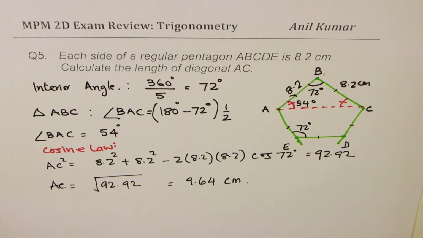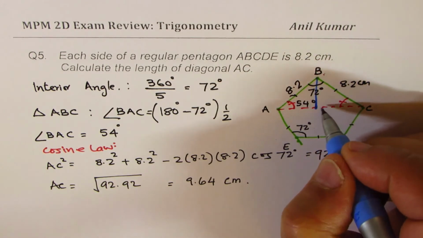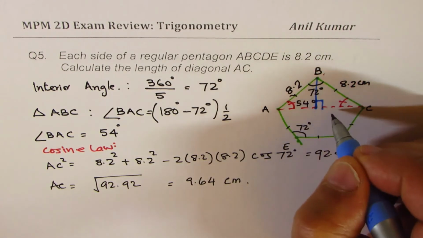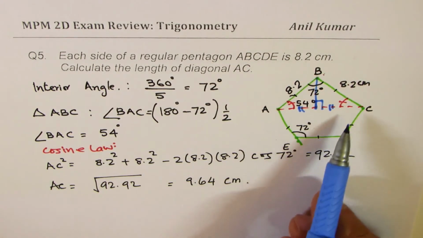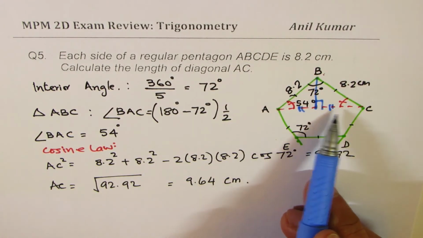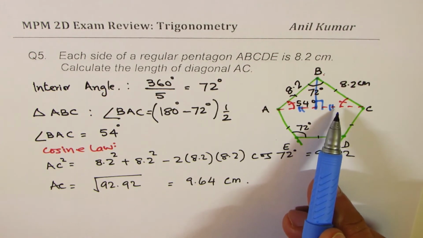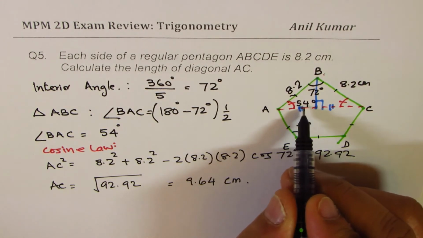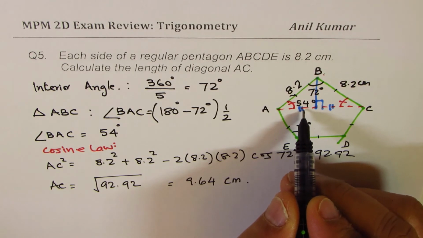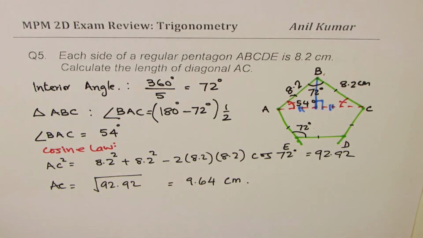You need to drop the perpendicular from here, correct? And then you know, since this is an isosceles triangle, these two sides are equal. Solve one of the triangles and double this side. Is that okay? Correct? So what you can do here is, since this is 54, right? This is 54. Hypotenuse is 8.2. Let's do alternate.